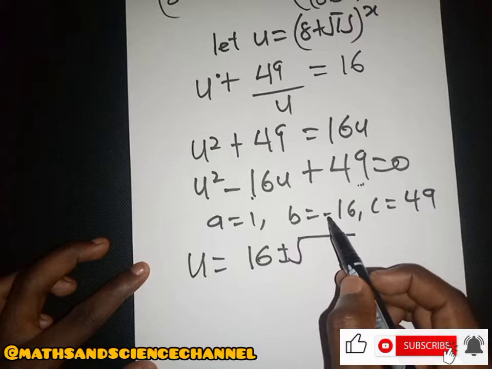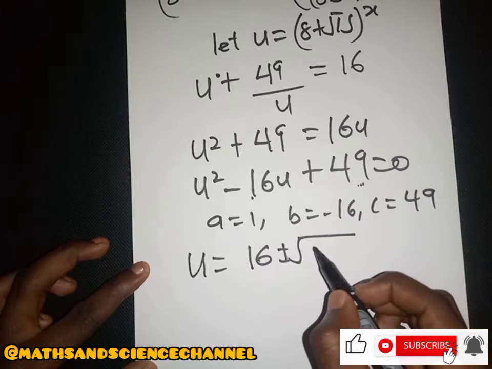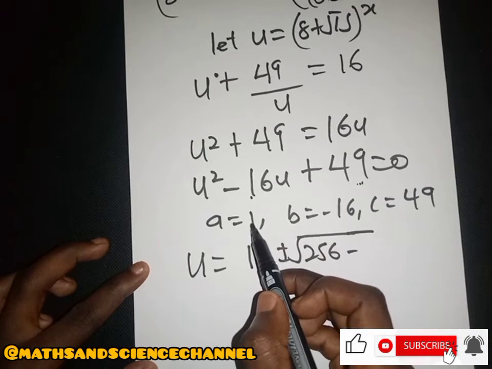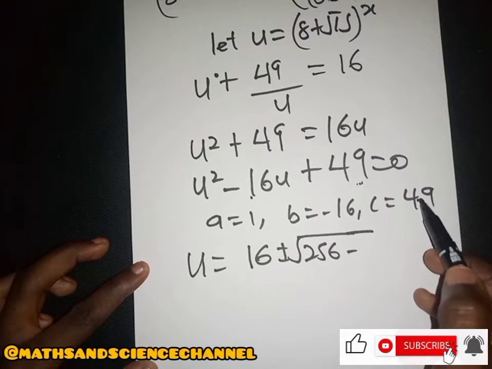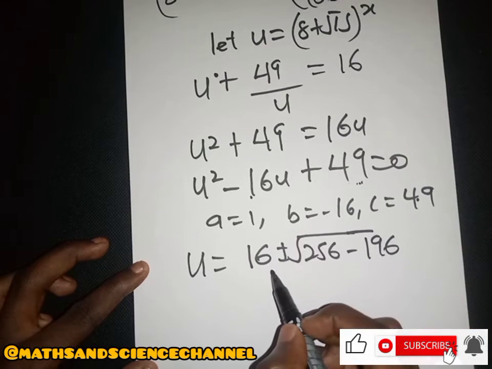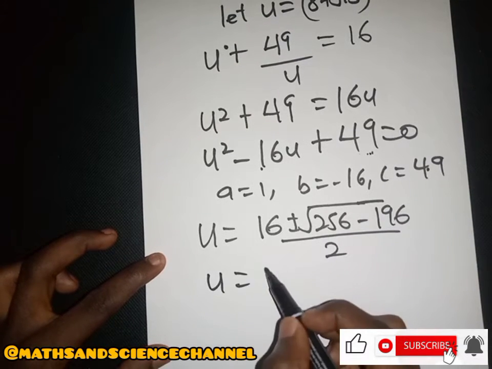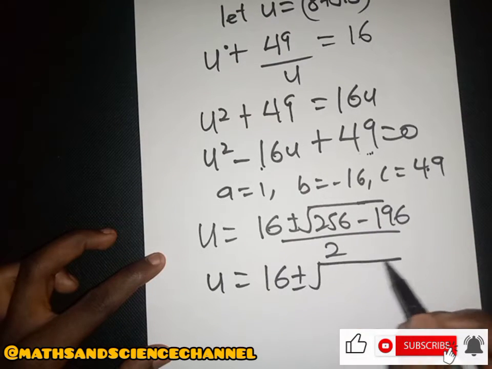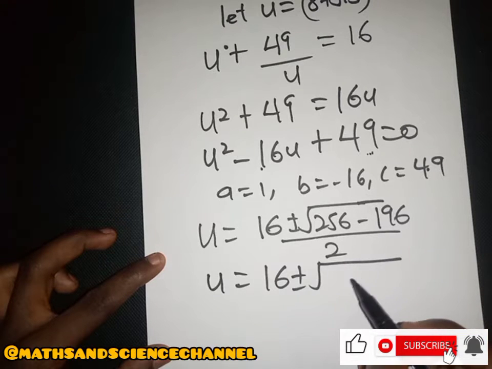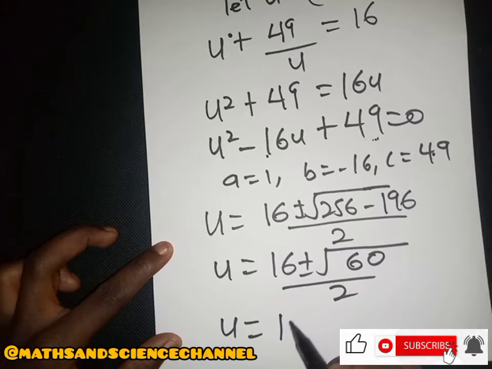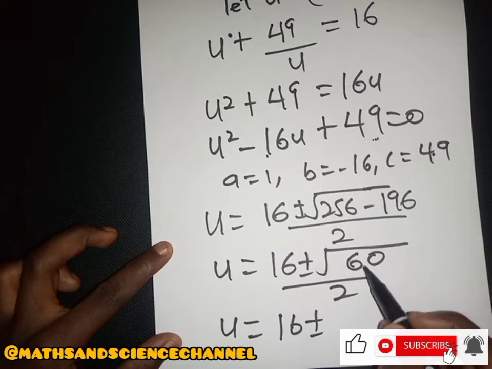b squared, which is negative 16 squared, which is just 256, and then we have minus 4 multiplied by a, which is 1, and multiplied by c, which is 49, and then we have 196 here, being divided by 2 multiplied by a, which is just 2, right? So from here we have 16 plus or minus the square root of 256 minus 196, which is just 60, and then we have divided by 2. From here we can write the root of 60 as just 16 multiplied by 4 multiplied by 15.